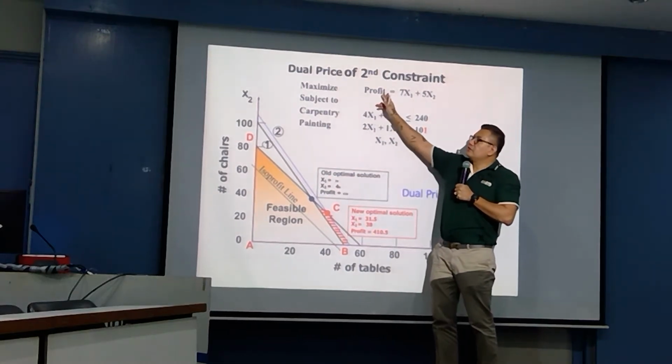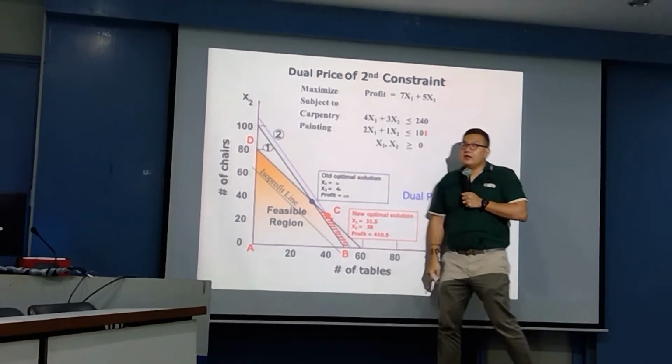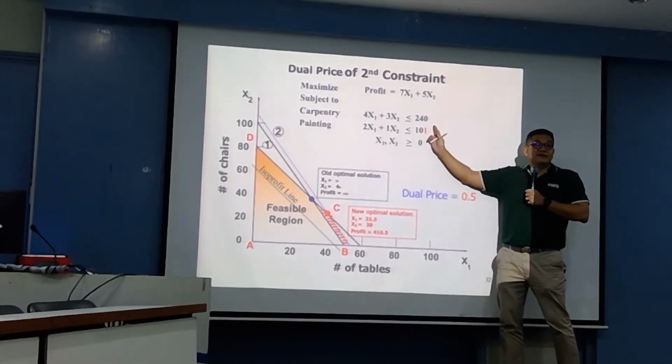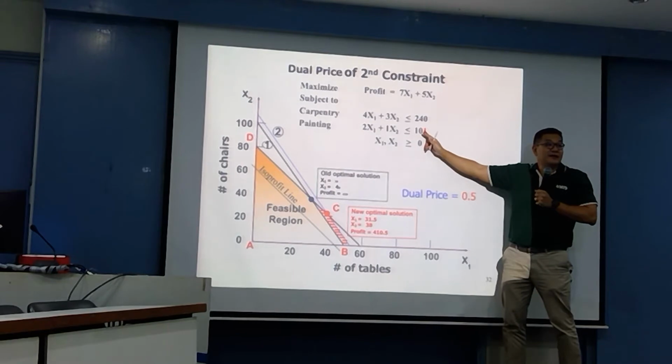40. Total profit to be 410. Now multiply for the second constraint. I increase by 1 unit, remember? So I change from 100 to be 101.